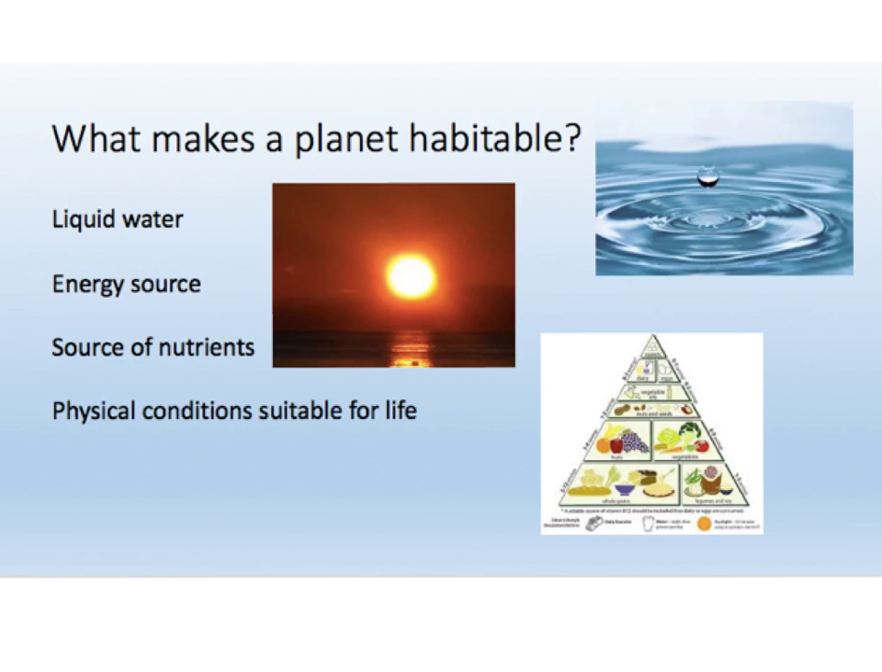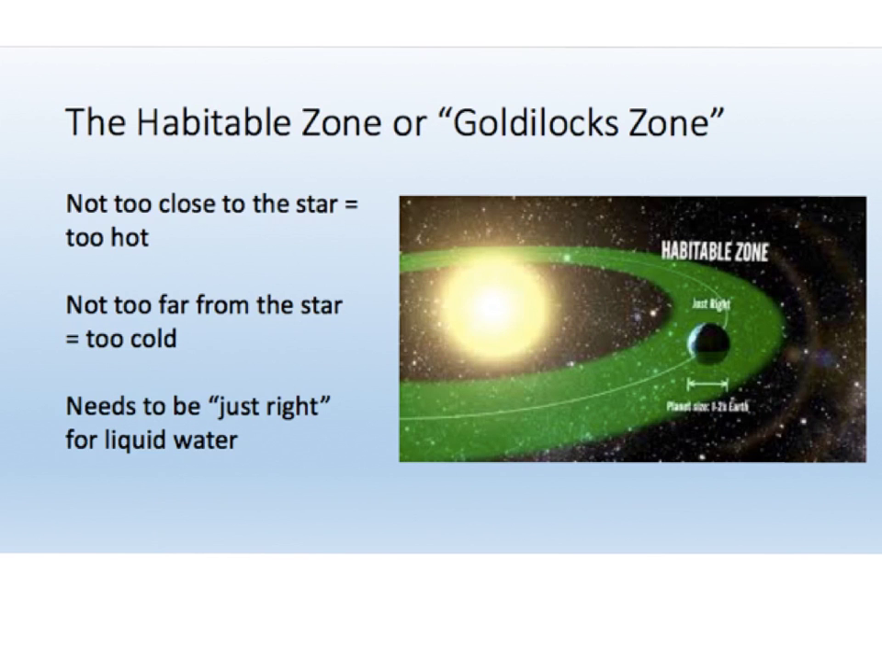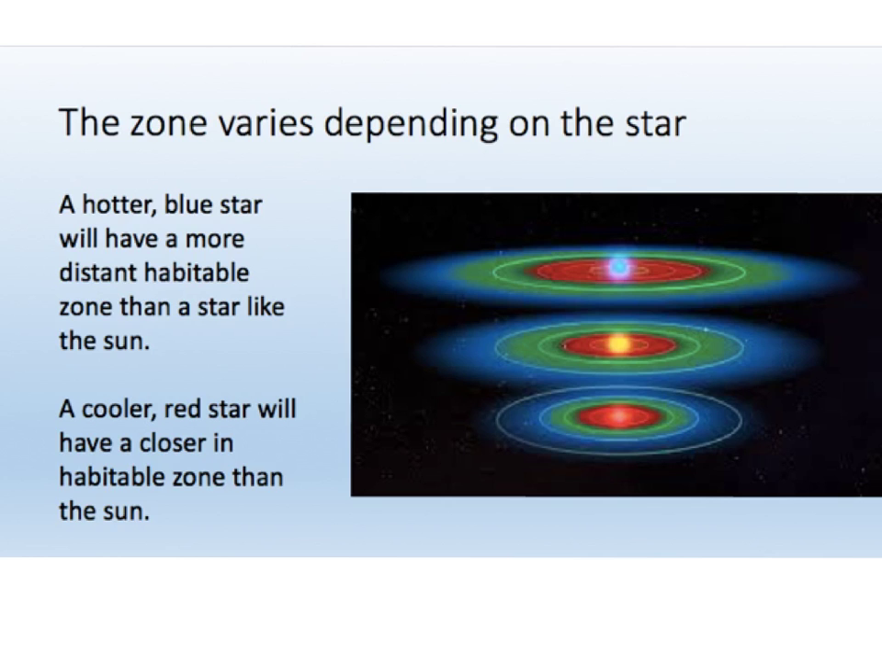And finally, what makes a planet habitable? We've already talked about the probable need for liquid water, the definite need for an energy source, whether it comes from the parent star or from some kind of chemical welling up from within the planet, because everything needs a source of nutrients. They also need physical conditions suitable for life. So we're looking for things that exist in the habitable or Goldilocks zone. Not too close and not too far from the star, just right for whatever liquid solvent, particularly water, that we're using. But keep in mind that the zone varies depending on the star.